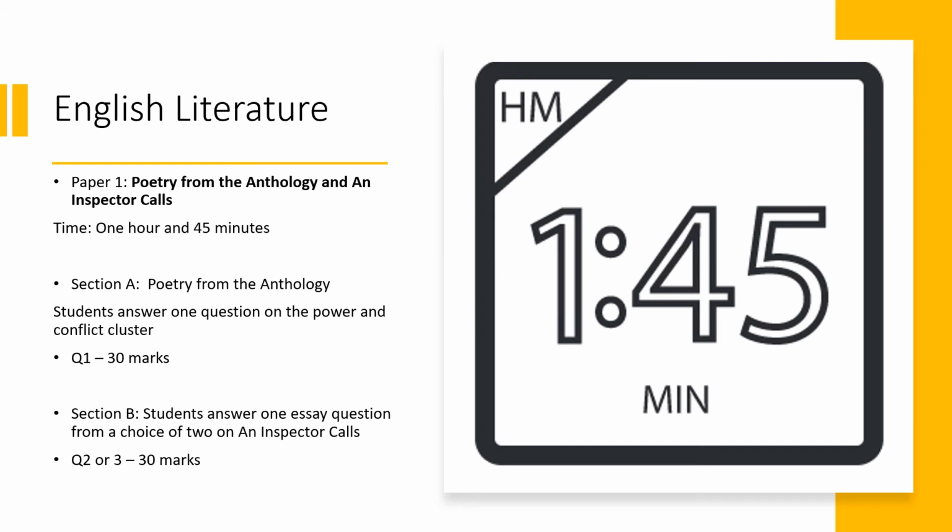The second English exam that students will sit is the English Literature exam. They will sit Paper 1, which covers poetry from the anthology and An Inspector Calls. The time given for this paper is 1 hour and 45 minutes. In Section A, students will answer 1 question on the Power and Conflict cluster of poems from the poetry anthology we've been studying in class. Students were also asked to revise poems from this cluster during their initial closure of school. They will have 1 question which is worth 30 marks.